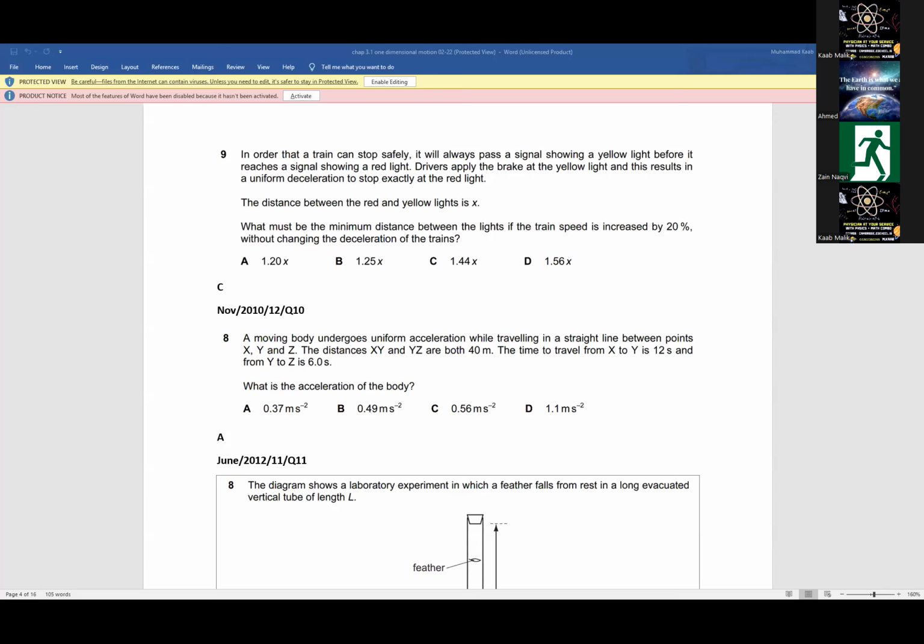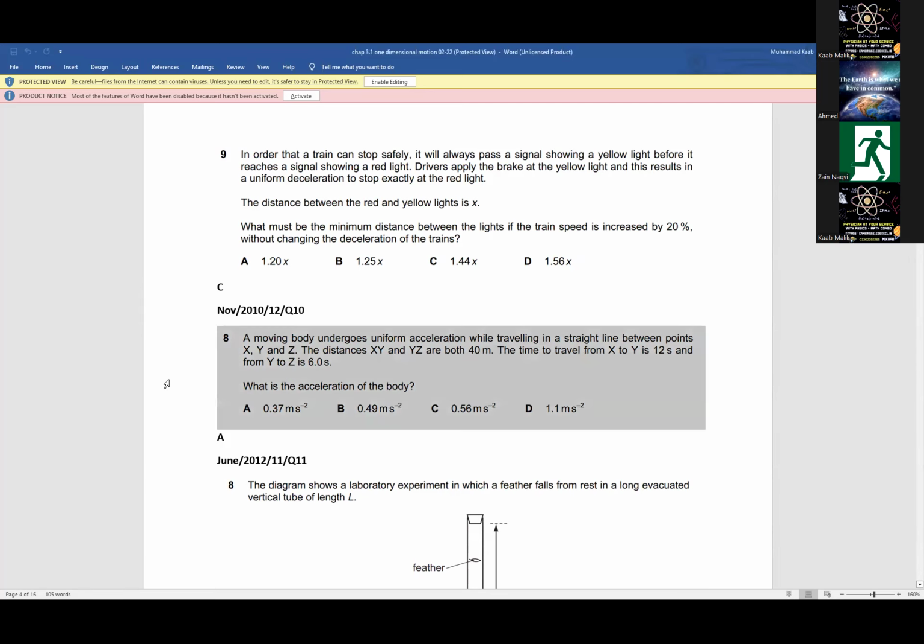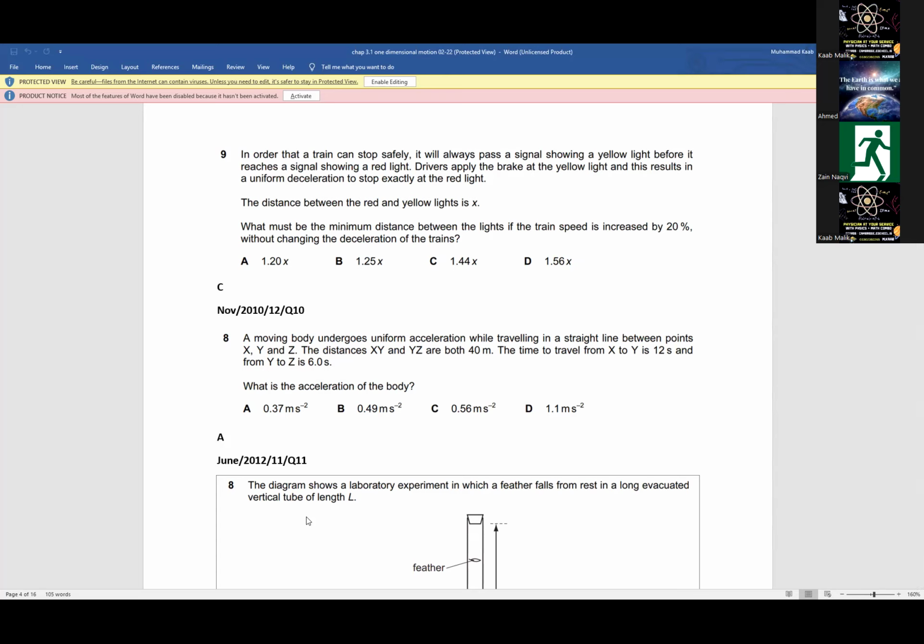Jain, can you please read the question, question number 10, this one. Okay. A moving body undergoes uniform acceleration while traveling in a straight line between points X, Y, and Z. The distances XY and YZ are both 40. The time to travel from X to Y is 12 seconds, and from Y to Z is 6. Find the acceleration of the body.